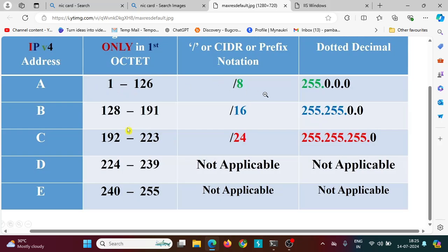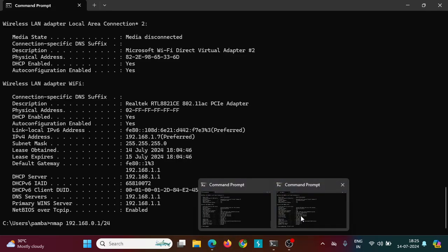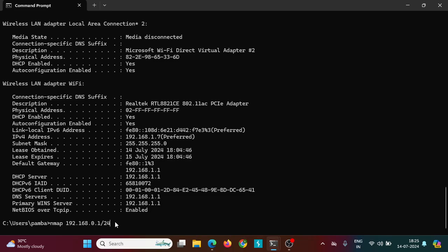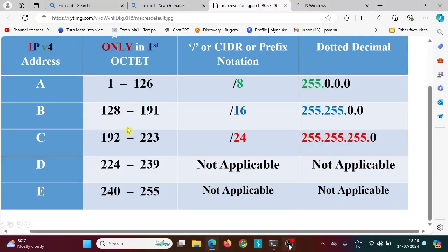For scanning all these, these are the notations we can use with a slash, as I explained. For scanning the entire network, we specify 24, 16, or 8, which refers to the whole network. So this is about the IP address. When it comes to the MAC address, it is provided by the NIC card, which is embedded into the system. Without a NIC card, there will be no MAC address for your system. That's all about IP address classes and MAC addresses, guys.